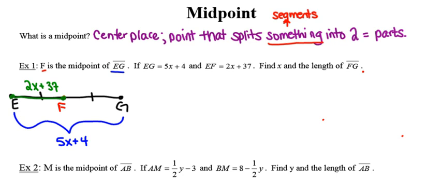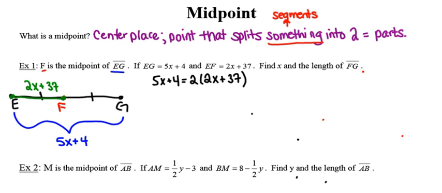So I'm going to go ahead and write an equation then that talks about the blue one being double the green one. So the length of the blue one is 5x plus 4, and we want that to be double or twice the length of the green one. So 2 times the quantity 2x plus 37.